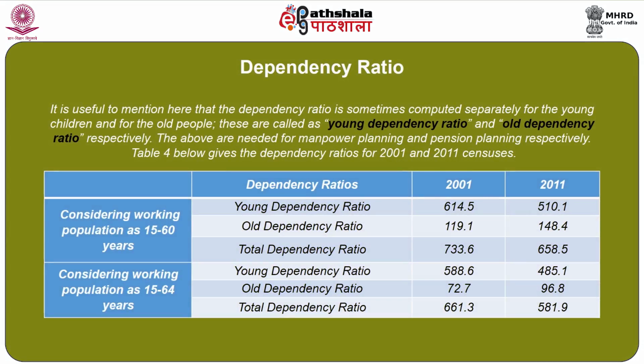It is useful to mention here that the dependency ratio is sometimes computed separately for the young children and for the old people. These are called the young dependency ratio and old dependency ratio respectively. The above are needed for manpower planning and pension planning respectively. Table 4 below gives the dependency ratio for 2001 and 2011 census.